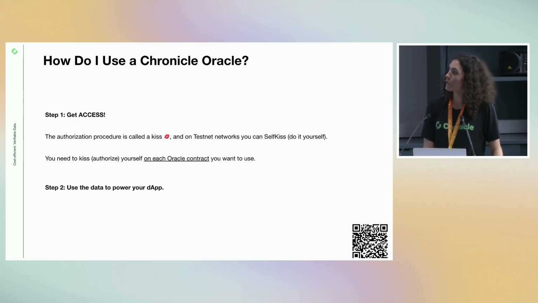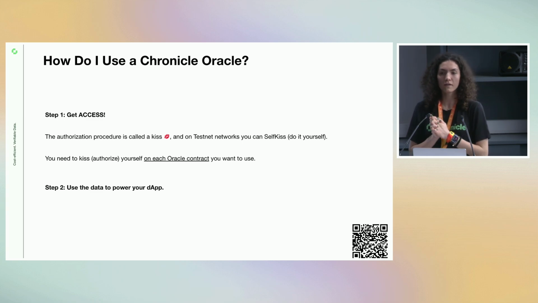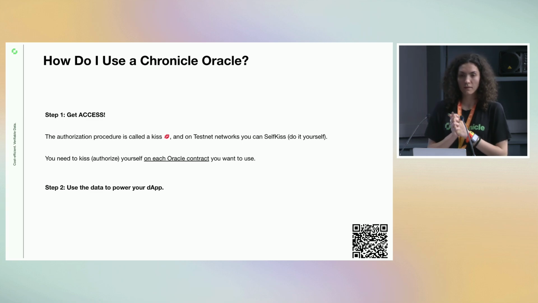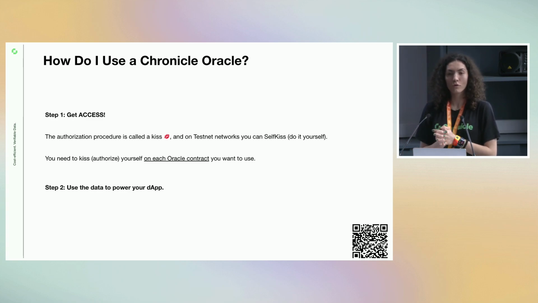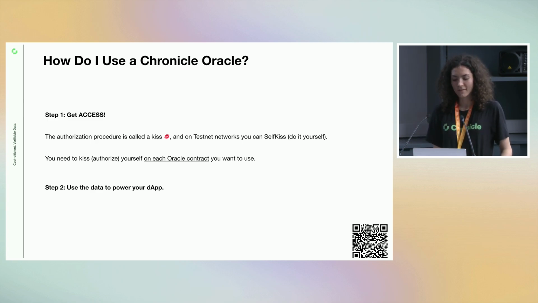Now, how do I use Chronicle oracles? First step is to actually get access. So our oracles are read protected, which means that you need to be authorized in order to read from them. The authorization process is called a kiss. It's very whimsical, I know. And the good news is that on testnet, you can self-kiss. You can authorize yourself. After you authorize yourself, you are good to go. You can start using the data to power your DApp.